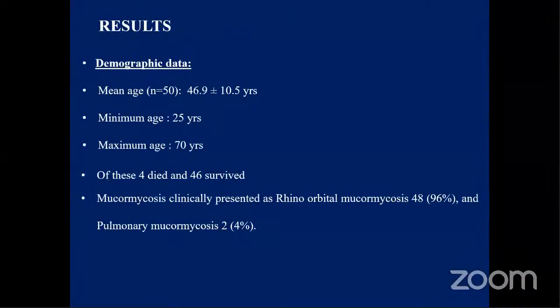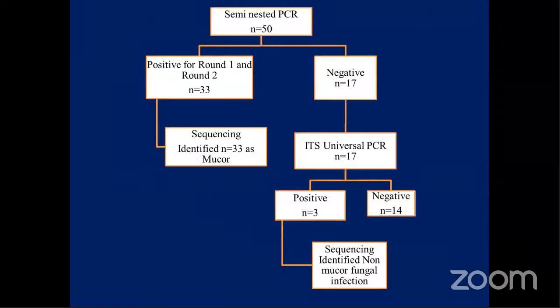My results, demographic data. Mean age of my study was 46.9 plus or minus 10.5 years. Minimum age was 25 years and maximum age was 70 years. Of these, 4 died and 46 survived. Mucormycosis clinically presented as rhino-orbital mucormycosis and pulmonary mucormycosis in my study. 50 samples were subjected to semi-nested PCR. Of these, 33 were positive in round 1 and round 2. On sequencing, they were identified as mucor.